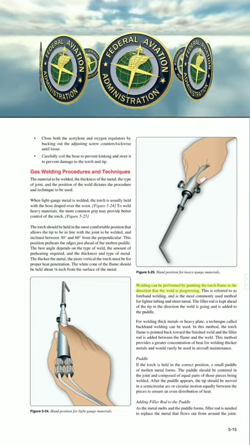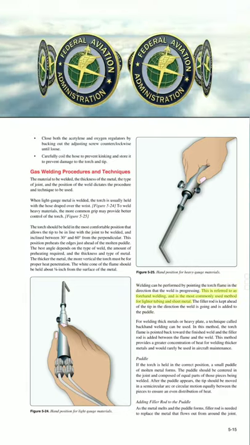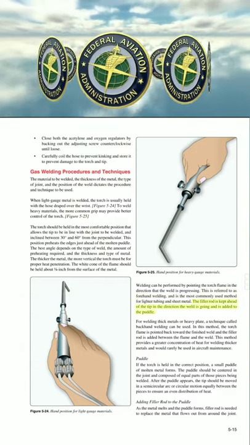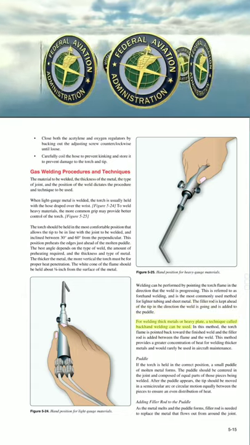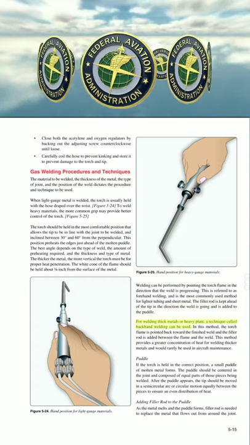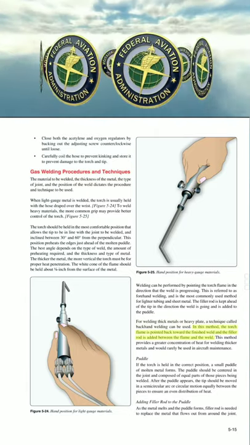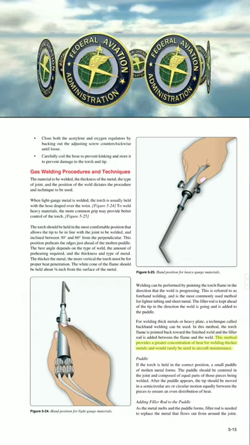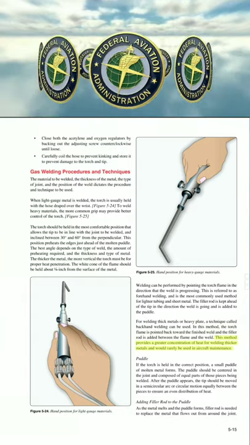Welding can be performed by pointing the torch flame in the direction that the weld is progressing. This is referred to as forehand welding, and is the most commonly used method for lighter tubing and sheet metal. The filler rod is kept ahead of the tip in the direction the weld is going, and is added to the puddle. For welding thick metals or heavy plate, a technique called backhand welding can be used. In this method, the torch flame is pointed back toward the finished weld, and the filler rod is added between the flame and the weld. This method provides a greater concentration of heat for welding thicker metals, and would rarely be used in aircraft maintenance.